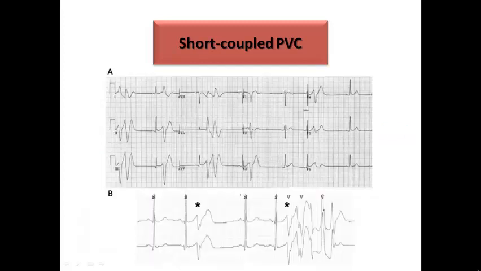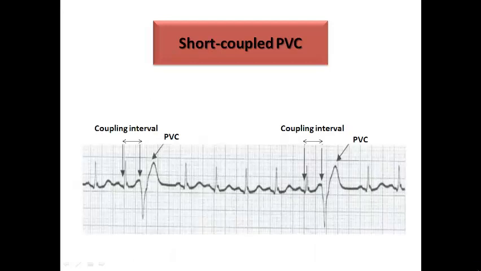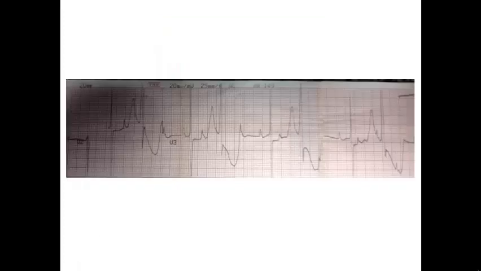For example, here we can notice that the PVC is very near to the preceding sinus beat, as marked by the asterisk. We can see here also that the PVC is coming near to the sinus beat, and it is nearly superimposed on the top or the summit of the T wave. And here in this example, the PVCs are very close to the preceding sinus beat, coming very near to the T wave during the transmural dispersion of repolarization, as we remember from the lectures on ECG terminologies.